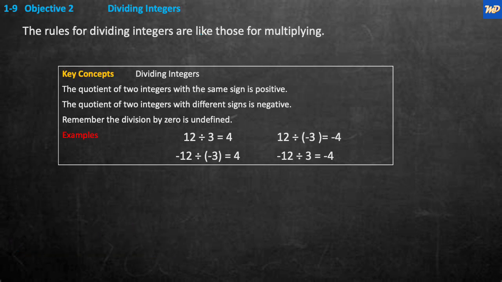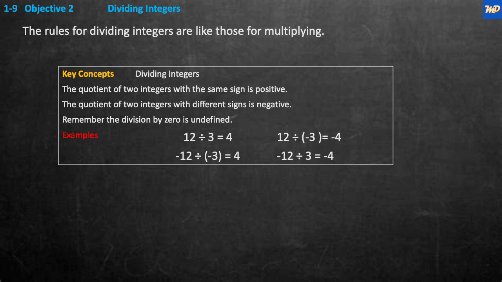Okay, objective 2, dividing integers. The rules for dividing integers are like those for multiplying integers. And the reason is that they're exactly the same, because division and multiplication are exactly the same operation, just that each is the inverse of the other.